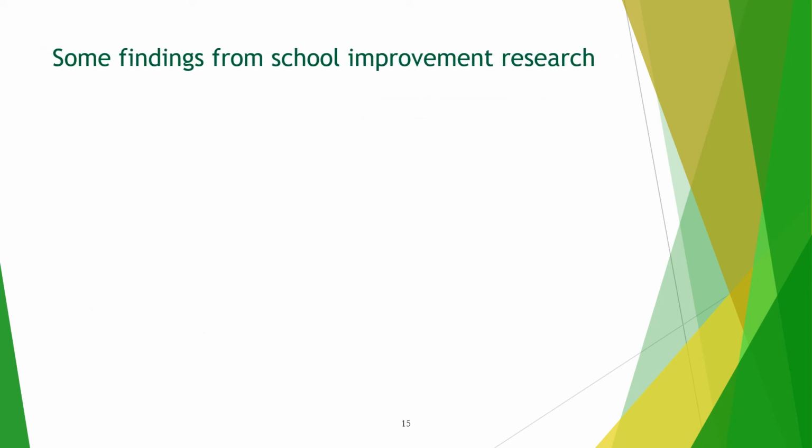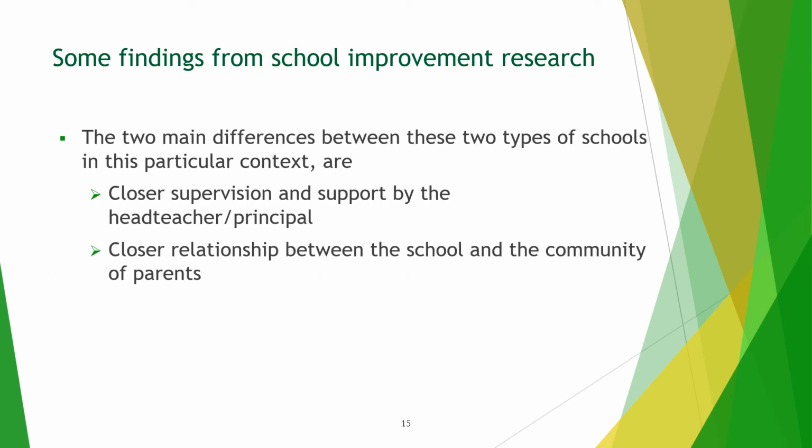In the particular case of Madhya Pradesh, the differences between these two types of schools were related mainly to two differences which are what we have earlier called process related. Firstly, in the privately run schools, there is closer supervision and support by the head teacher principal than in the public schools. And this may be the case in a number of systems, though not everywhere.